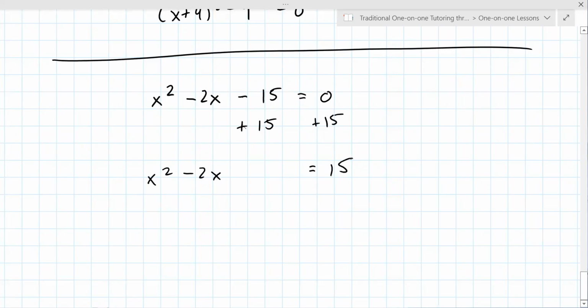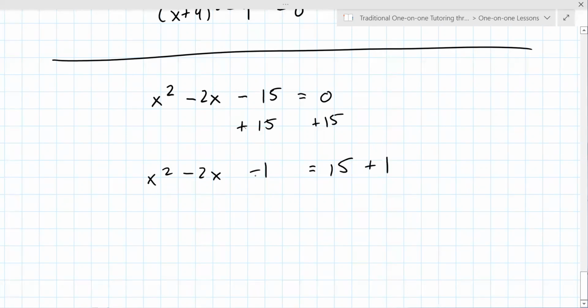Now what's our next step? We split 2 in half and square it. Okay, so that's 1. So where does the 1 go? In right in between 15 and 16. It goes to the right of the minus 2x and to the right of 15.